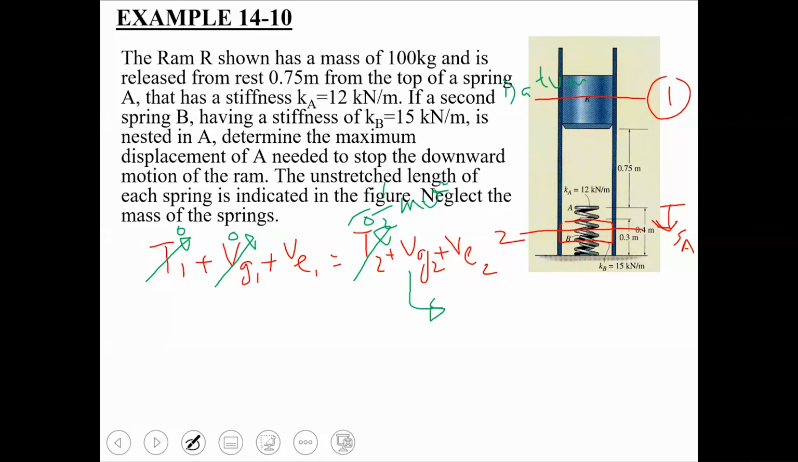Position 2 lies below position 1. Yes, sir. So it should have a negative gravitational potential, and that negative gravitational potential is going to be W times delta Y, where W is the weight of this RAM and delta Y is the vertical displacement between position 1 and position 2. What is that vertical displacement? Sir, 0.75 plus SA. So 0.75 plus SA is going to be the vertical displacement delta Y. So this is the gravitational potential energy at position 2.